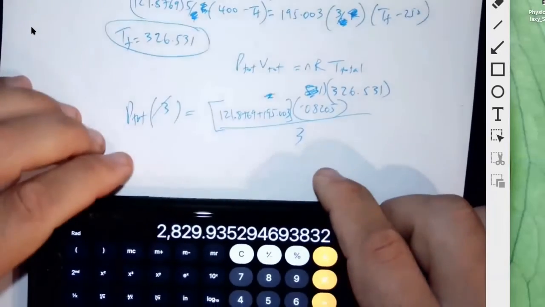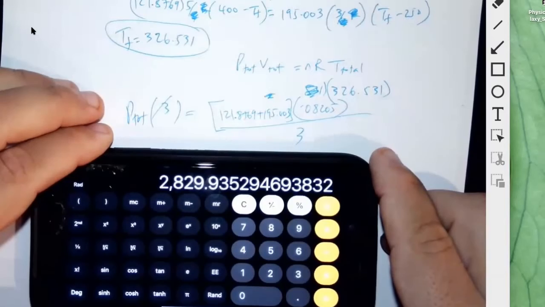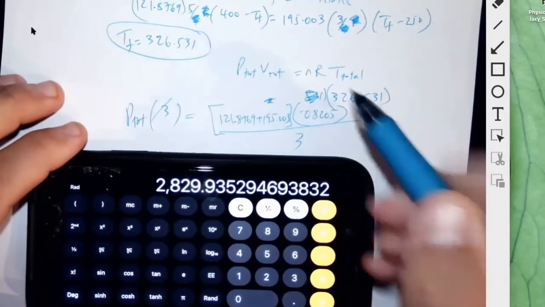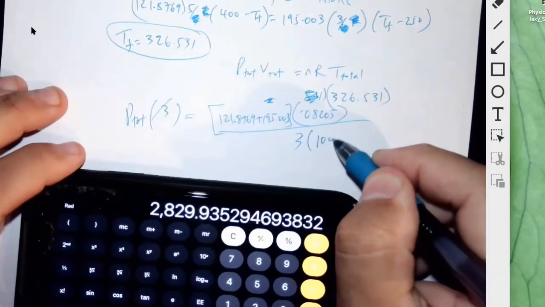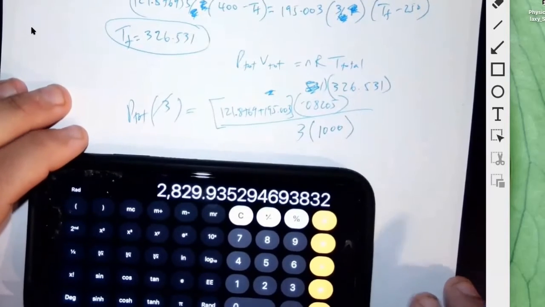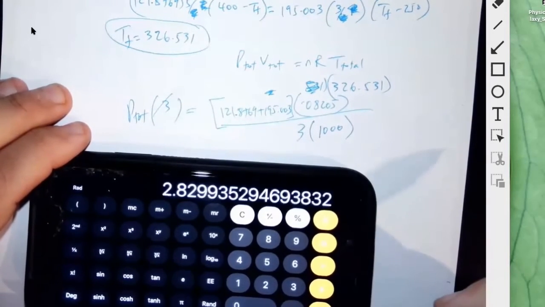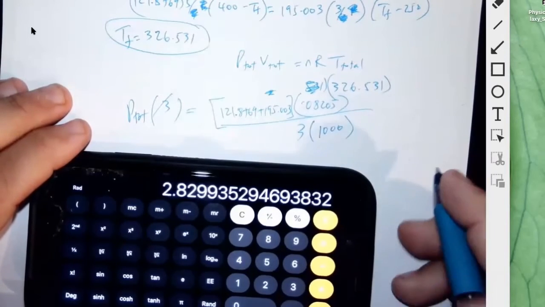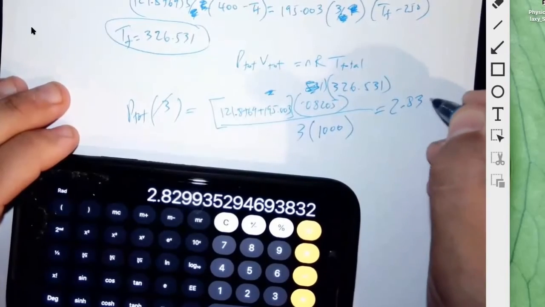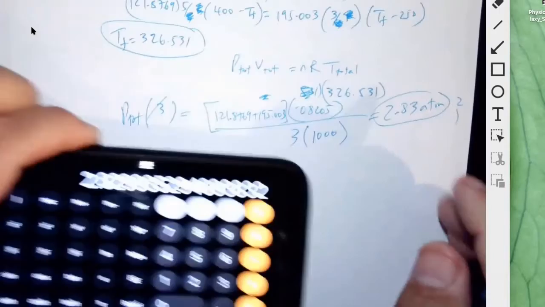Yeah. The other constant for R only works if you have it in liters. Oh, I forgot. Yeah. We gotta convert this to 3,000 liters. So divide this by another 1,000. Because I thought 2,000 atmospheres, that was way too much. Okay, it's 2.83 atmospheres.